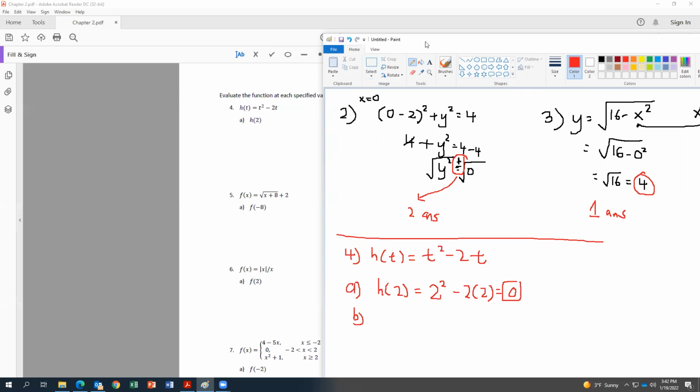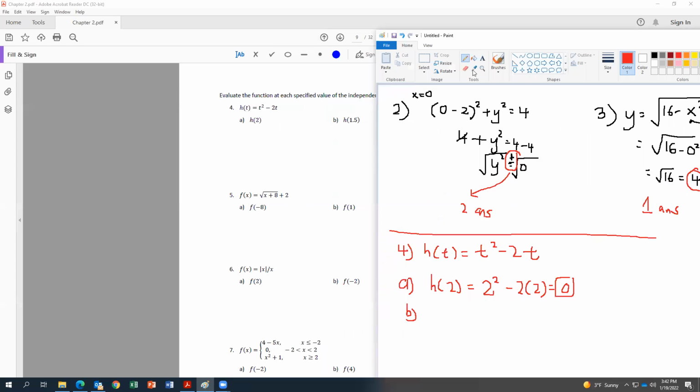Okay, so again, when I ask for h(2), it means your t will be replaced by 2. Now b, this one I think you can do yourself. It's h(1.5). So what does that mean here? You replace your t with 1.5. So I will get 1.5 squared minus 2 times 1.5. So please take out your calculator. You need a calculator here. I want you guys to calculate what h(1.5) is.